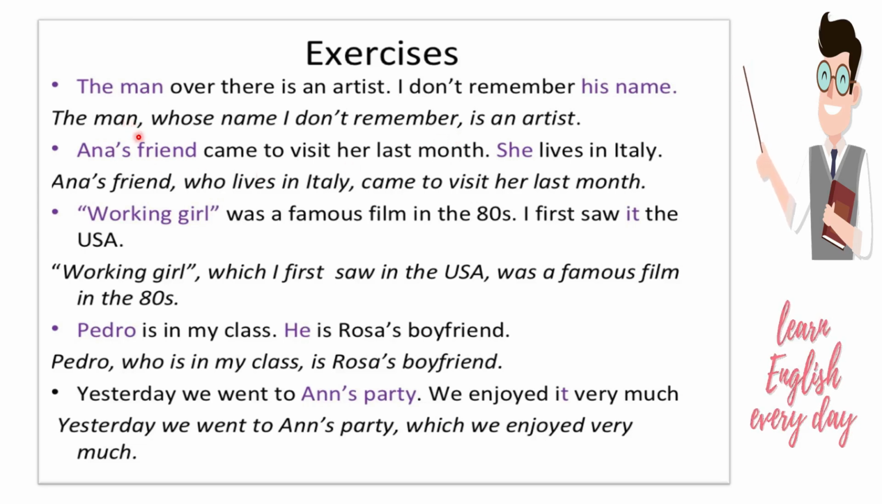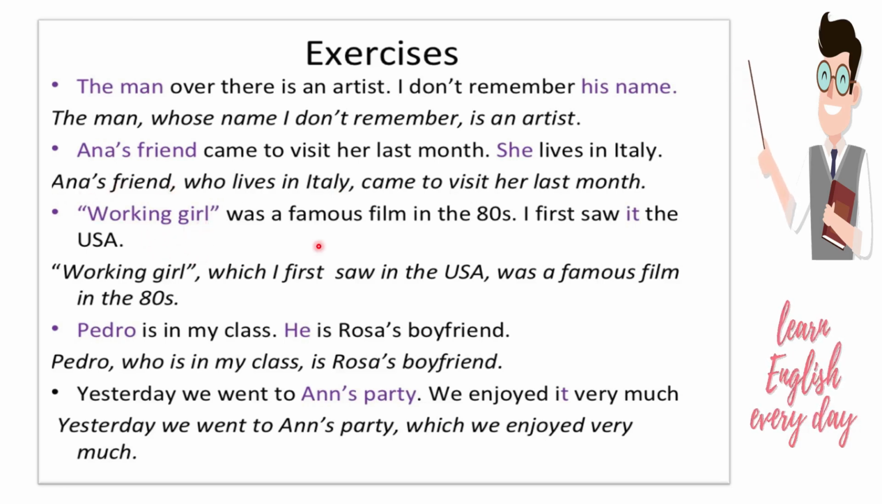By putting a comma after the man and at the end of the relative clause, it makes these expressions a non-defining relative clause. Anna's friend came to visit her last month. She lives in Italy. So she and Anna's friend are the two similar expressions and are combined into the non-defining relative clause by putting a comma after Anna's friend and a comma after in Italy. So who lives in Italy is just to show extra information about Anna's friend.